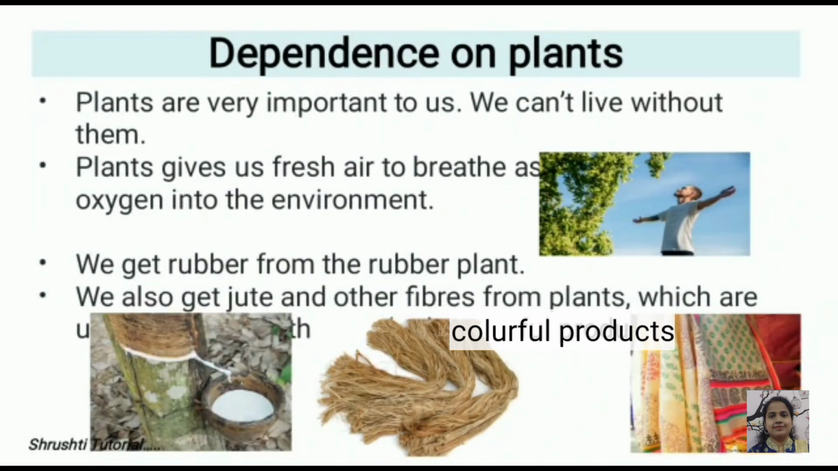Dependence on plants is very important to us. We cannot live without them. We also call them our green friends. Without plants we cannot live. Plants give us fresh air to breathe. Just tell, without breathing can we live? No. So plants are our friends. Plants give us oxygen to breathe in the environment. We also get rubber from the rubber plant, and we also get jute fibers, and from the jute we can also make some products.